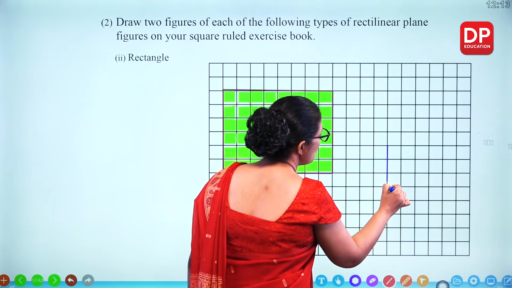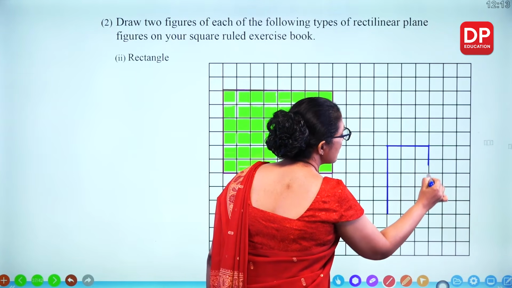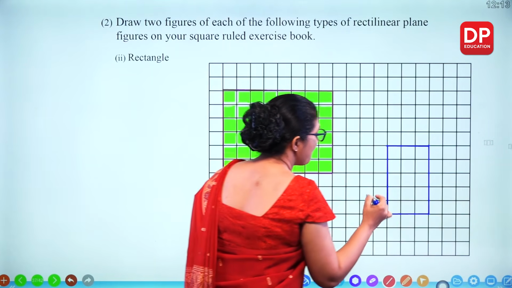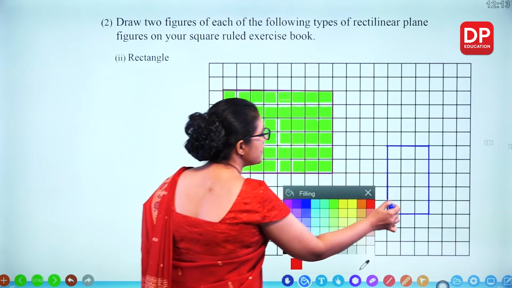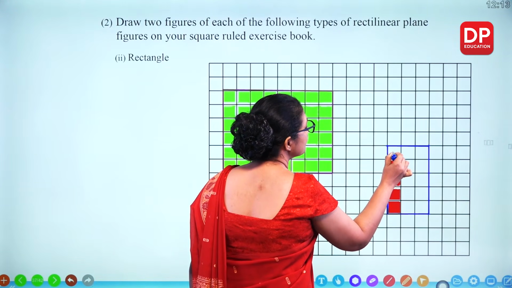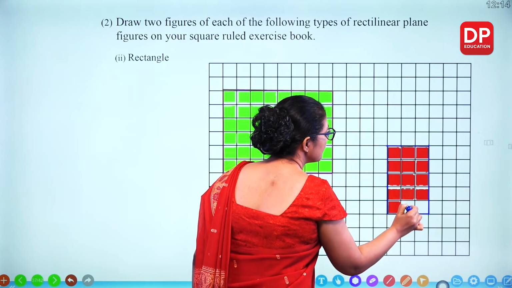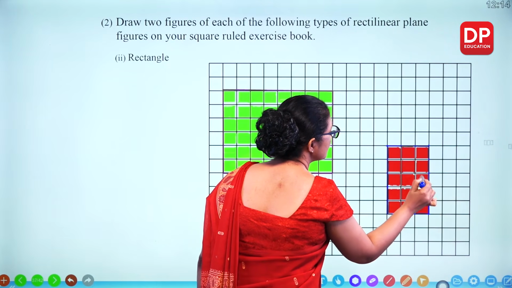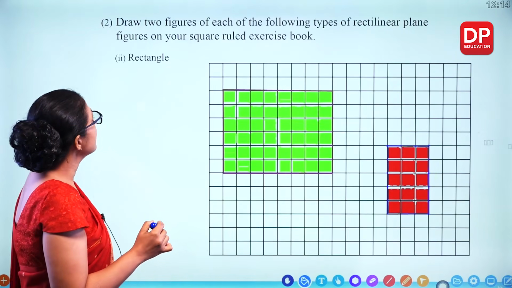1, 2, 3, 4, 5. 5 by 3. Something like this. And I'll color this one with red. So that's another rectangle.